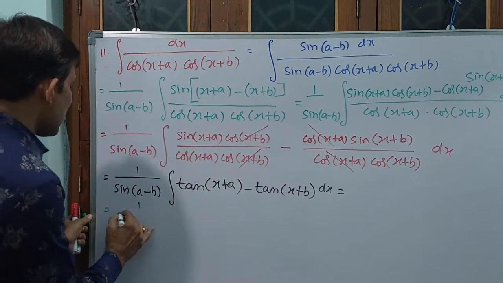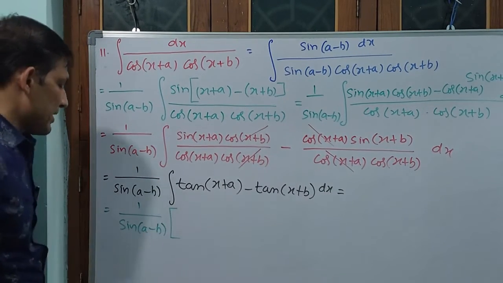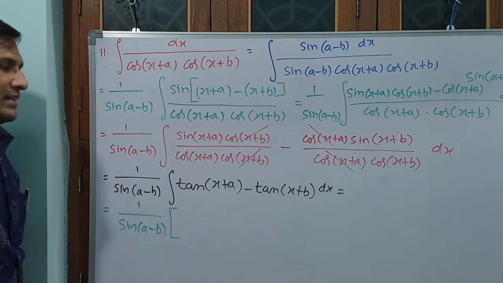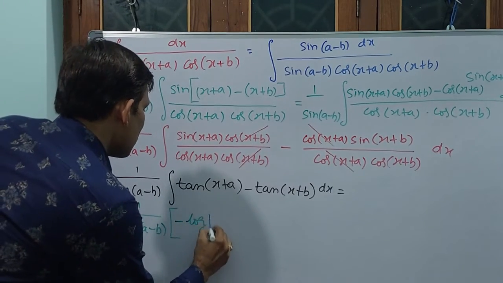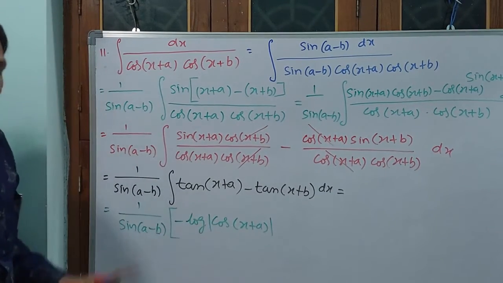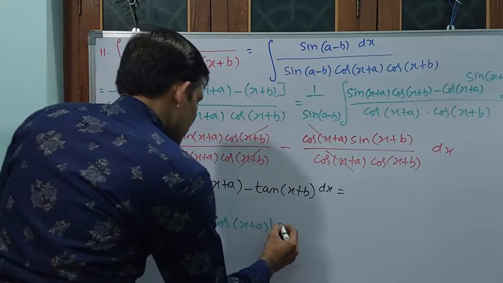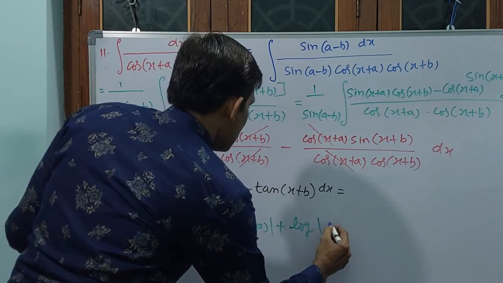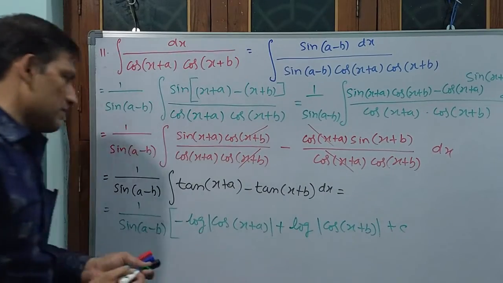See, that is equal to 1 by sin(a minus b), common a minus b. Now integral you do it. Integral tan(x+a) dx is minus log modulus cos(x+a), close modulus. You understand this? Okay. Again minus, integral tan(x+b) is minus log modulus cos(x+b), close, plus c also you can write afterwards.